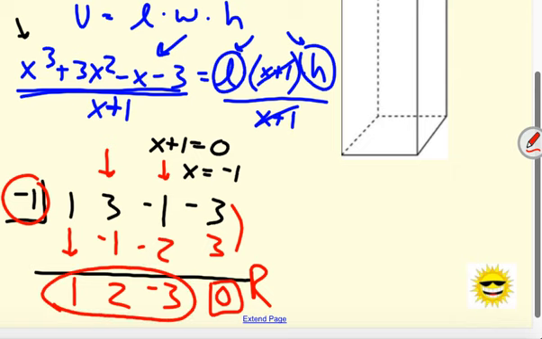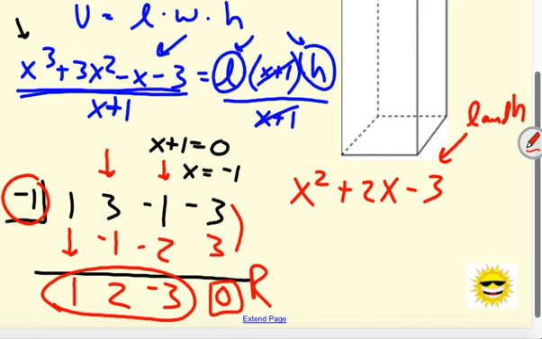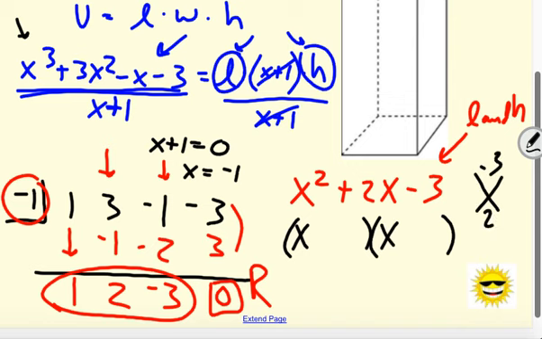My answer, my quotient, becomes 1x squared plus 2x minus 3. This is basically my length and my height. I just have to factor it, and I know what my length and height are. Which one's the length, which one's the height, that really doesn't matter. Factor x squared is x times x. Factors of negative 3 that add up to 2: 3 and 1, and the 1 has to be negative. So it's x plus 3 and x minus 1.